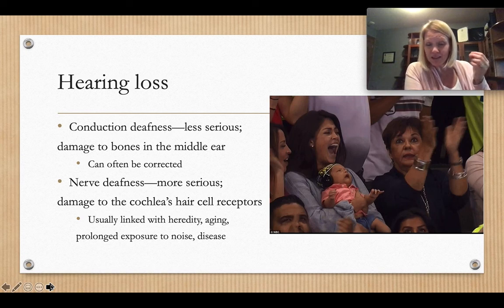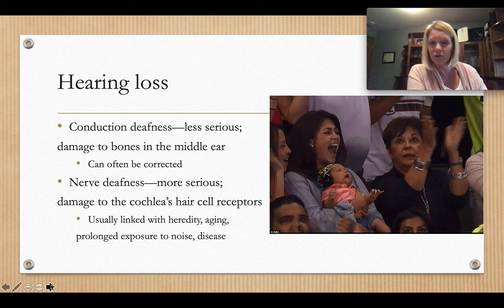You know, those three bones, the hammer, stirrup, and anvil. Those are the smallest three bones in the entire body, but this can be corrected. Usually it would happen because of a blow to the head or something like that. Conduction deafness is less common, less serious, and it can be corrected more easily. Nerve deafness is more serious, and this is actually the more common one. This is when there's damage to the cochlea's hair cell receptors.